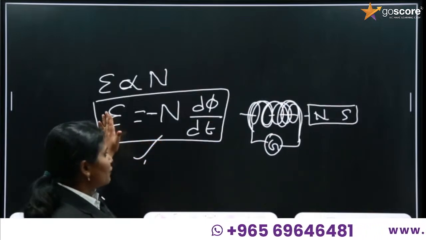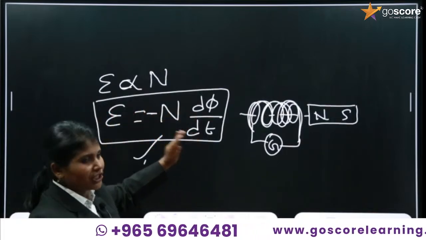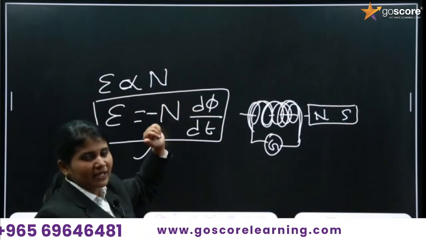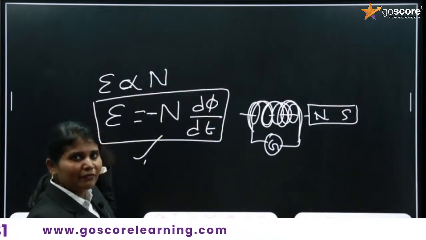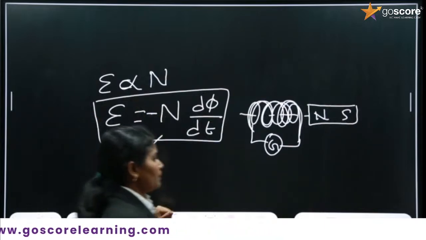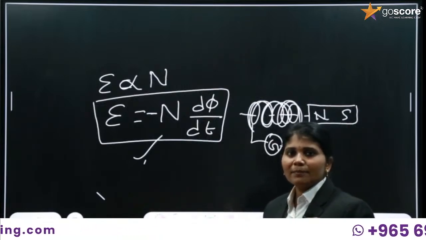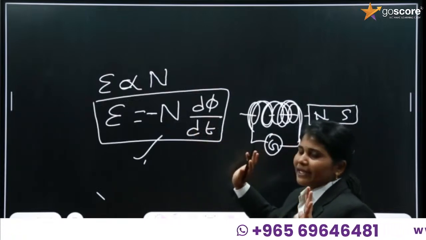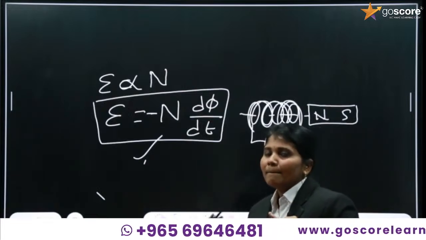So what is the equation, guys? EMF is equal to N d phi by dt, proportional to N and d phi. If flux is increased, EMF will be increased; if the number of turns is increased, EMF also increases. So what is the formula? From Faraday's law, the EMF equation is equal to minus N d phi by dt. Why we are considering minus here, we will discuss in part 2.